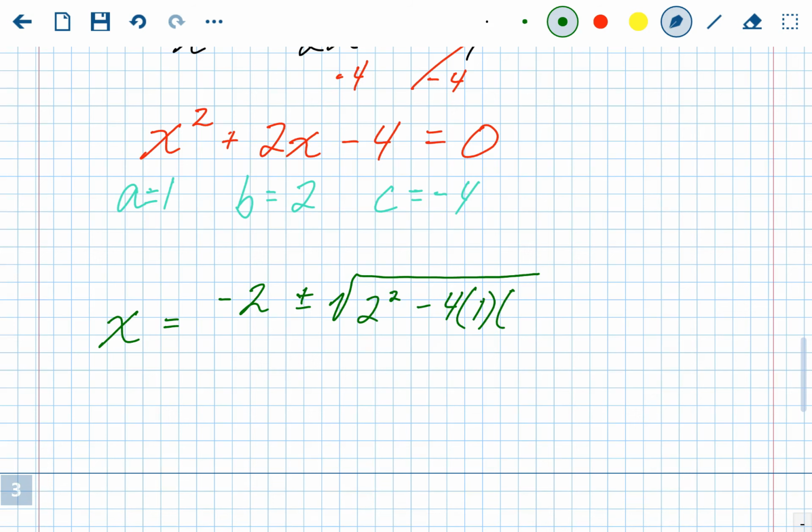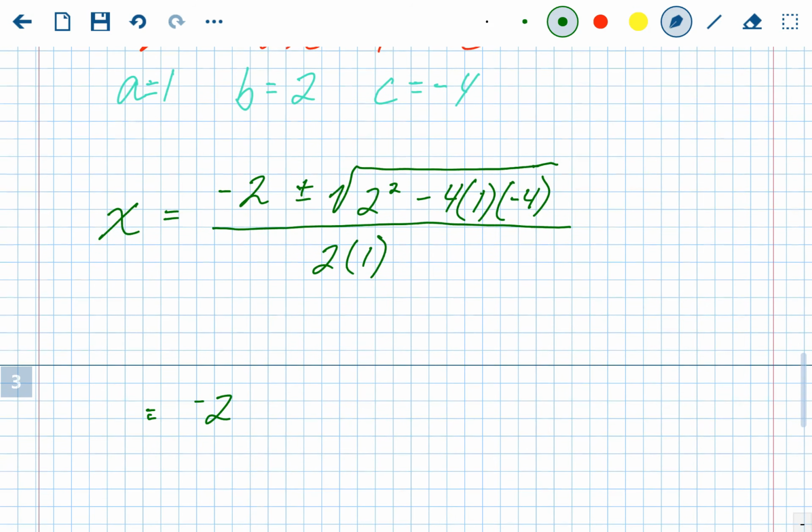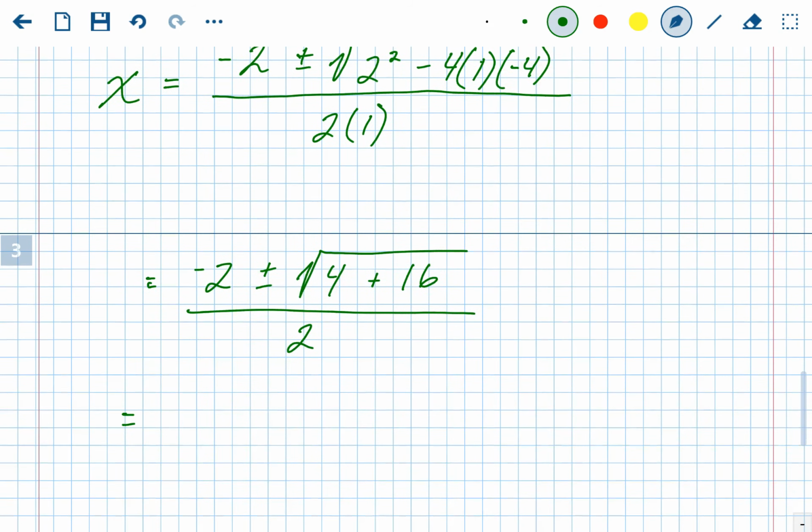Plug in what you know. The opposite of b is negative 2, plus or minus the square root of 2 squared minus 4 times 1 times negative 4, and the whole thing divided by 2 times negative 1. Okay. Simplify the inside. 2 squared is 4, plus 16. Leave everything else the same. And then at this point, you got the square root of 20 under there.